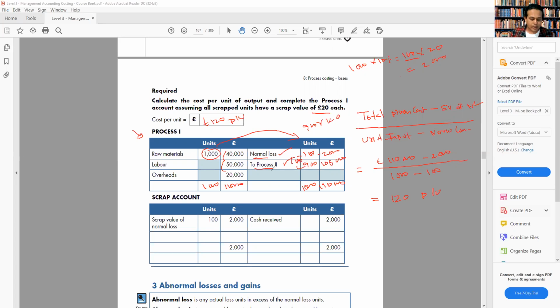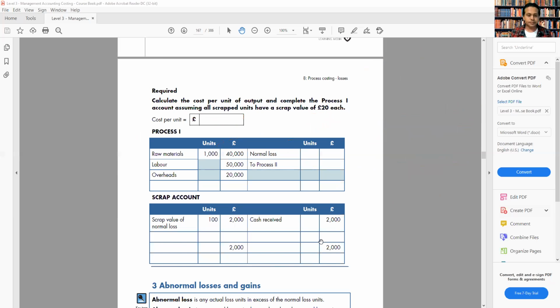That's the scrap value account. Obviously it is just to show how you value the scrap. So you sold 100 units for 2000 pounds and you received 2000 pounds in cash. That's it. All right, so let's move on to the next question.